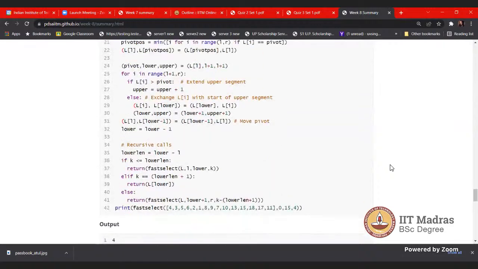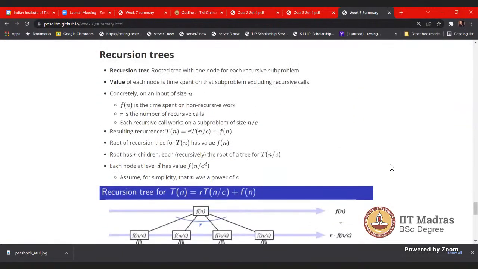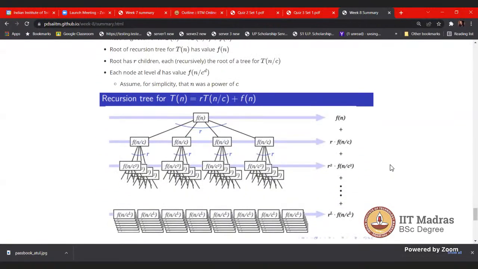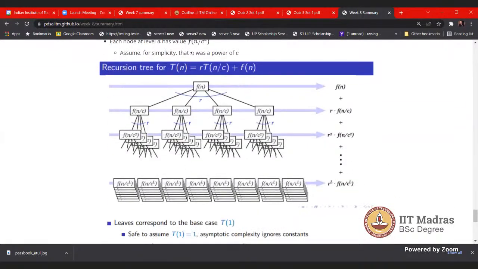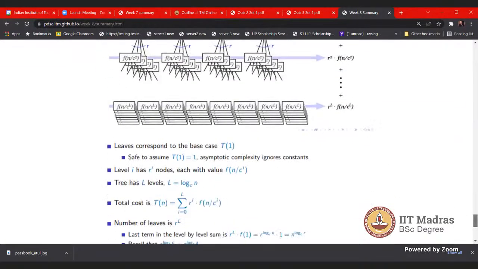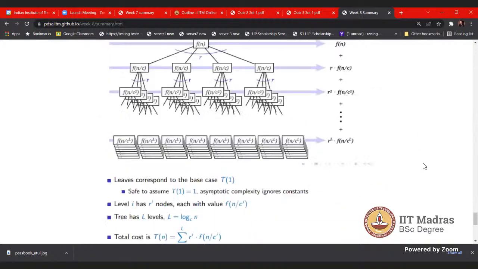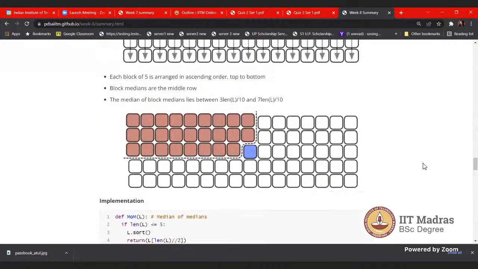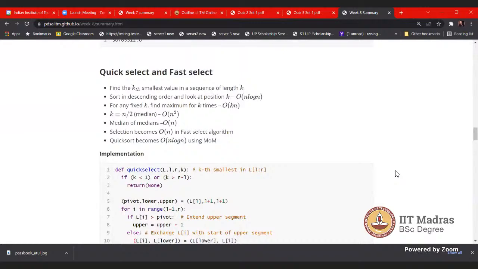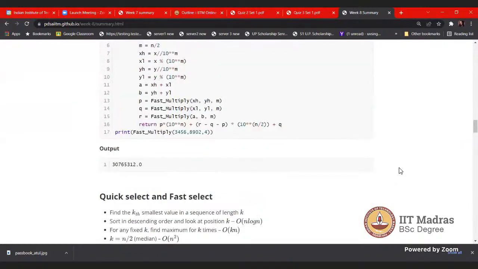So these are some algorithms and recursion trees. Yeah, this is the recursion tree, used to calculate the complexity in a tree format. Some formulas are given, and these are the examples. Just see the concept; all are based on the divide and conquer approach.